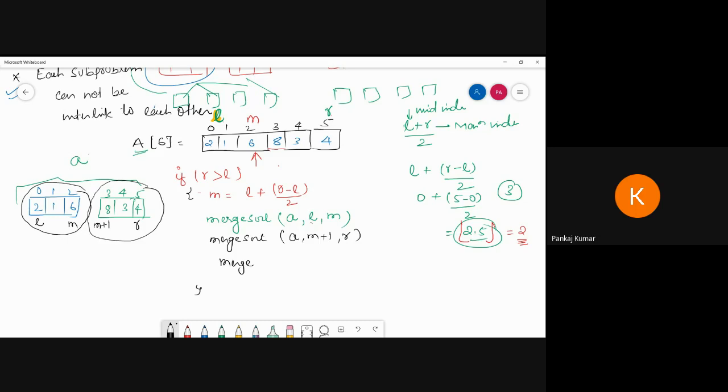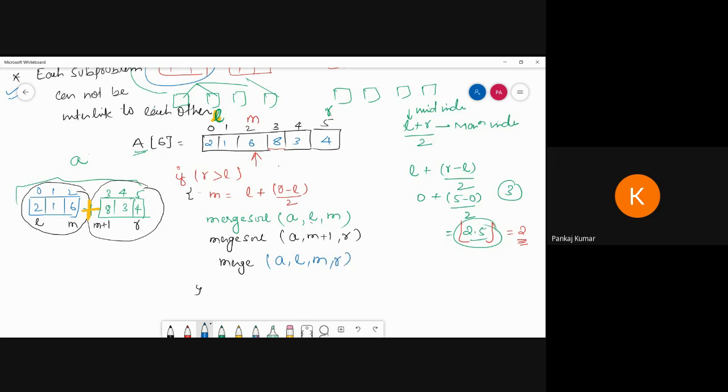That means we have to add both sides. We have to add both arrays. So for adding both arrays, I am calling merge of array A, L, then the middle element, then R.